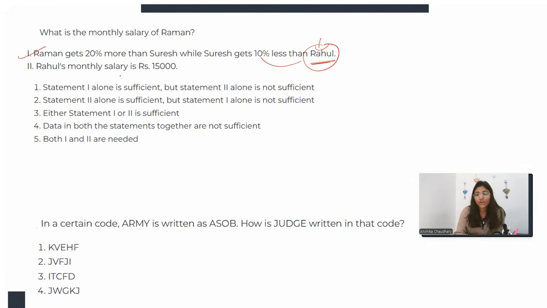So in the next, Rahul's monthly salary is 15,000. If we don't have this information, we can't figure it out, right? But if we merge them together, we have that Rahul earns this much. Okay, I'm solving this question. Forget about homework. So Rahul's monthly salary is 15,000 rupees and Suresh gets 10% less than Rahul. So we will find out the 10% of Rahul's salary. So it will be 1500, right?